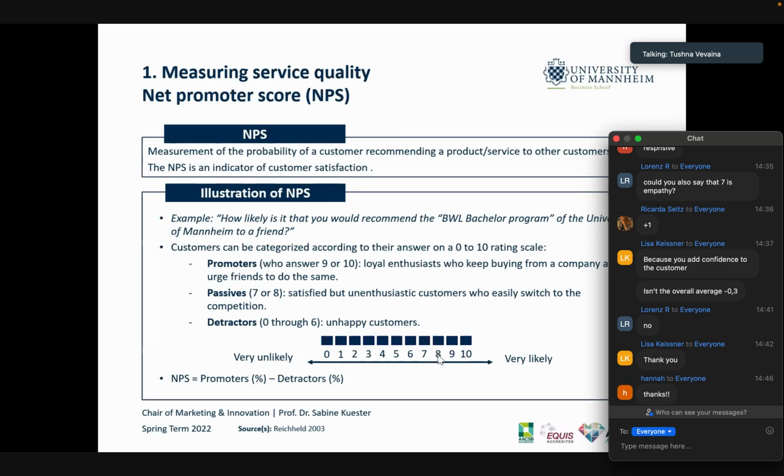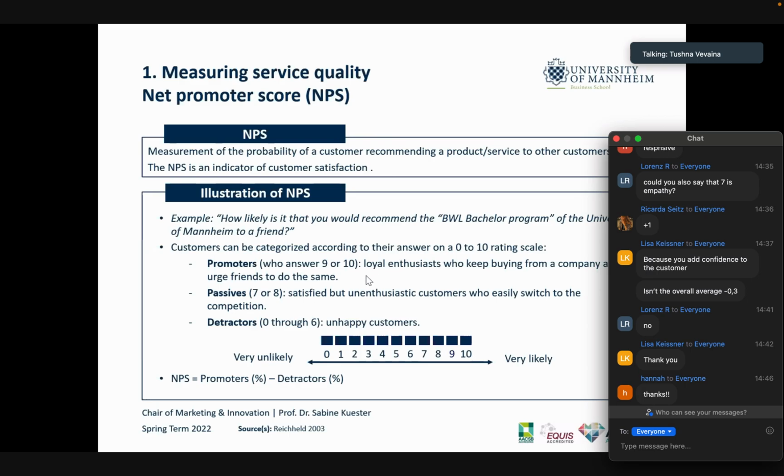Your passives don't play a role in your formula. They're anyone giving a score of 7 and 8. And your detractors are unhappy customers who are not going to promote you, who may even spread negative word around about your service. These are all customers who give you a rating from 0 to 6.